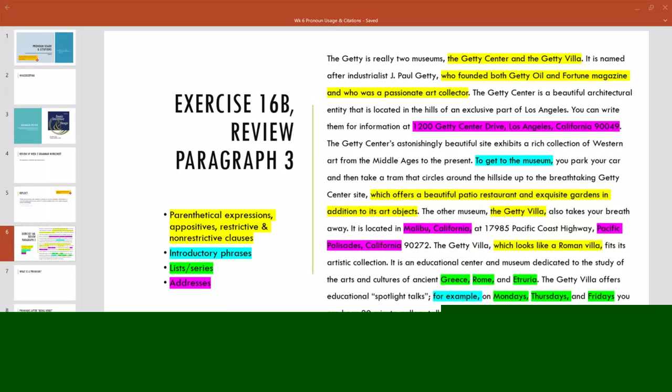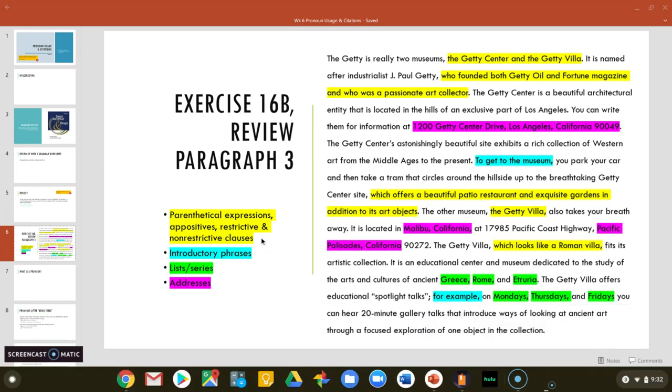So because our quiz for this week is going to look a lot like exercise 16B, I want to review this exercise to prepare you for the quiz that's due Sunday night. So basically there's 4 categories of commas that you'll be tested on in the quiz. And the first category is the parenthetical expressions, the appositives, and the restrictive and non-restrictive clauses.